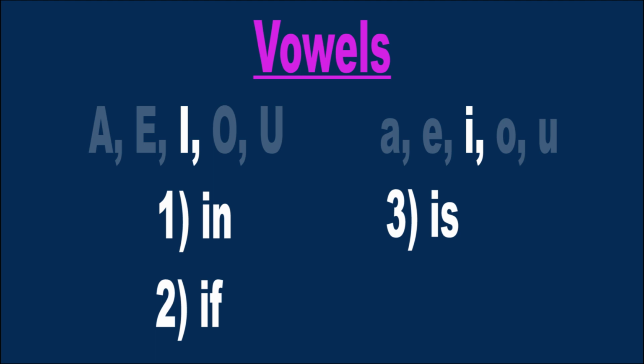Is. Okay. The next, I, T, it. The sound of this two-letter word is 'it'. Okay. Now we will repeat all these words.